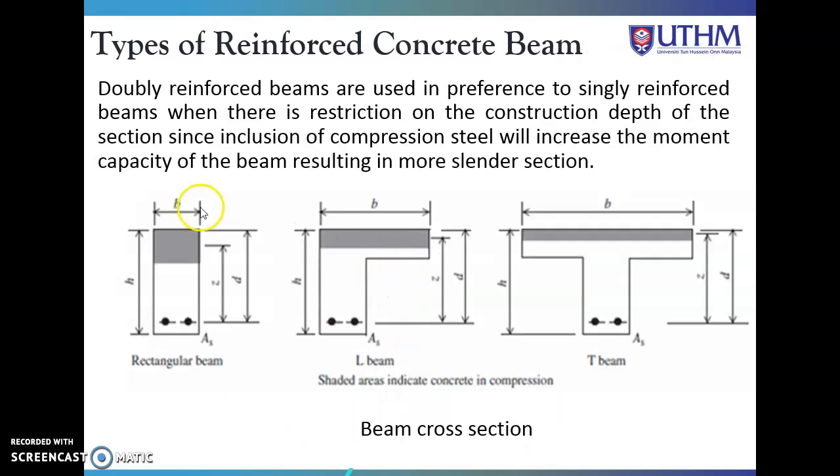Okay, doubly reinforced beam are used in preference to singly reinforced beam when there are restrictions on the construction depth of the section, since inclusion of compression steel will increase the moment capacity of the beam, resulting in more slender section. Okay, ini adalah antara lain tambahan kepada beam cross section.